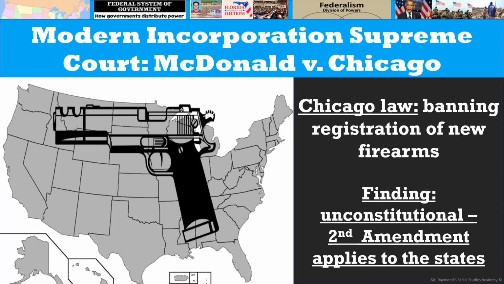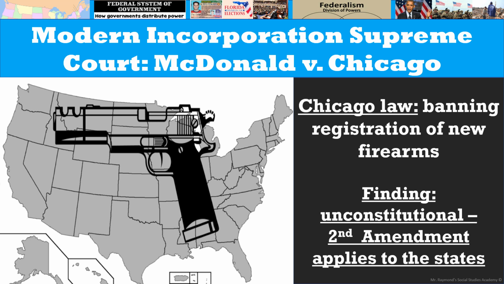We see in a modern case, one that you are required to know for your exam, this issue of incorporation in a case called McDonald versus Chicago, over a city ordinance that in effect banned the purchase of new firearms in the city of Chicago. The U.S. Supreme Court ruled against the city, citing the Second Amendment to the U.S. Constitution as protection against local governments, and therefore, in effect, incorporating to all states and local governments who might try to restrict gun rights too much.